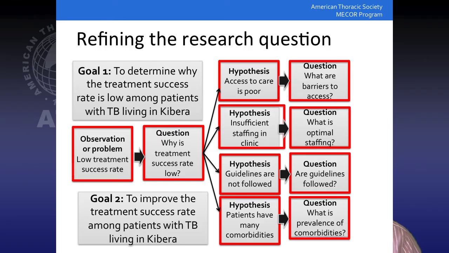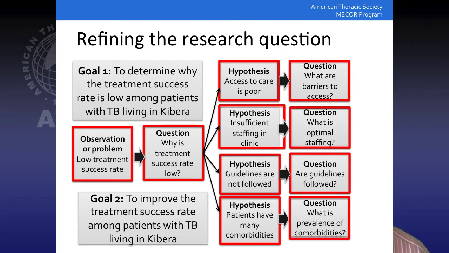Here we are given an observation, which represents a problem. Why are treatment success rates low? This problem is converted into a question, the why of formulating a research question. You quickly recognize that there are many possible reasons for the low success rates. And from these, you can form intermediate hypotheses. You may want to gather some more information or preliminary data to examine these intermediate hypotheses. But each of them can then raise a question or a specific set of questions that have sufficient specificity to be addressed using a research study.